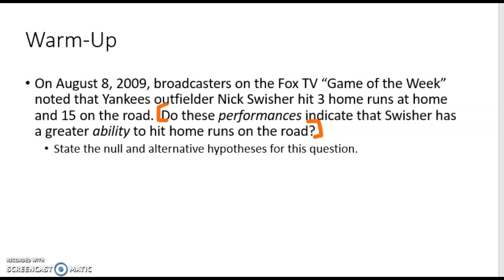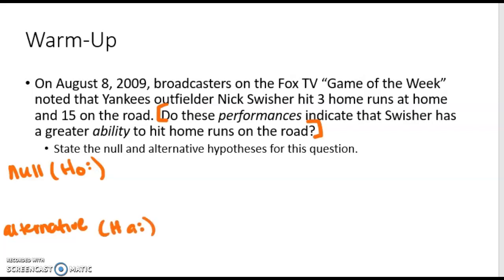So whenever you write your hypotheses, you've got something called the null hypothesis, which is H naught for notation. And then you also have something called the alternative hypothesis, and that notation is HA. Okay, and the null hypothesis is always a statement of no change. So if we were testing to see if he has a greater ability to hit home runs on the road, then the statement of no change would be that Nick Swisher has the same ability to hit home runs at home and on the road.